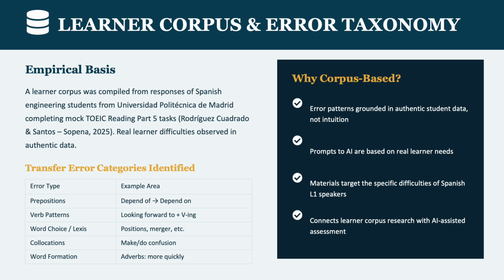One thing we want to stress: the errors come from real learner data. Verb patterns, false friends, collocations, all grounded in authentic L1 transfer difficulties. Let me say a bit more about the corpus. We compiled real responses from Spanish-speaking engineering students from UPM completing mock TOEIC Part 5 tasks. From that data, we identify and classify the most frequent transfer-related error types. Why does this matter? Because it means the prompts given to the AI models were based on real learner needs, not on intuition or guesswork.